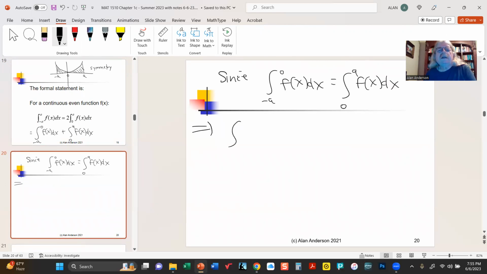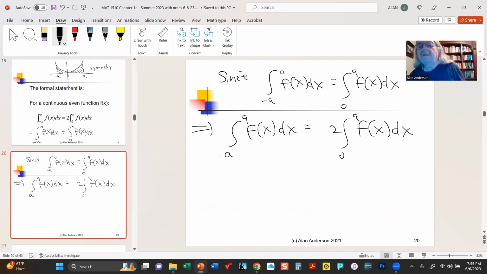That implies that the integral from negative a to a could be written as 2 times either one of these. So we'll just pick this one. Now that might save us some time. Who knows? It depends on the case, but it's good to know that this is true as long as it's an even function. You never know when it might save us some complications in our calculations.